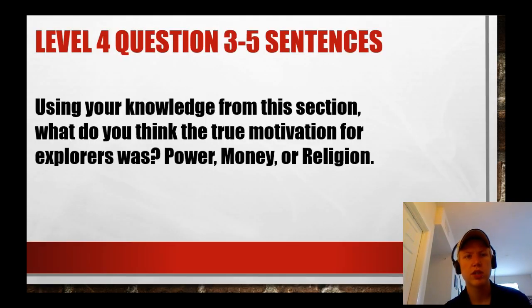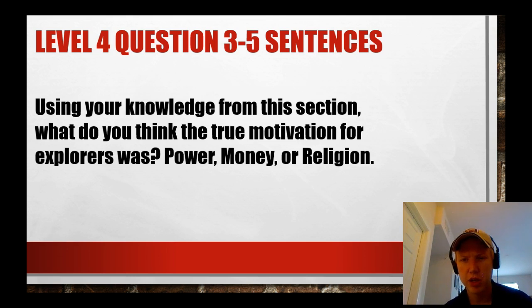Okay, level 4 question. Using your knowledge from this section, what do you think the true motivator for the explorers was? Do you think it was about power? Do you think explorers really wanted the power, to be in control? Do you think they were in it for the money? Do you think that they wanted to make tons of money? Is that their major goal? Or do you think they wanted to do it so that their religion that was fighting in Europe would win?